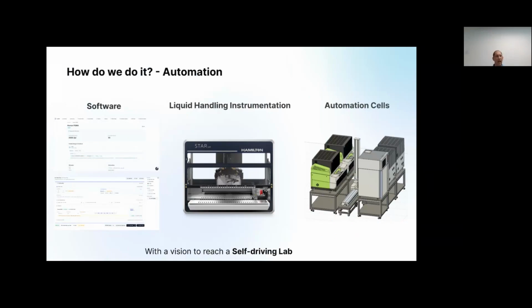So how do we get this high throughput testing? We focus a lot on automation. And our automation is automation on software. Our software follows all the materials. Our software helps us design the experiments. Our software helps us write the code and the files for the instruments. Most of the pipetting is done using liquid handling instrumentation. We pipette as little as possible by hand.